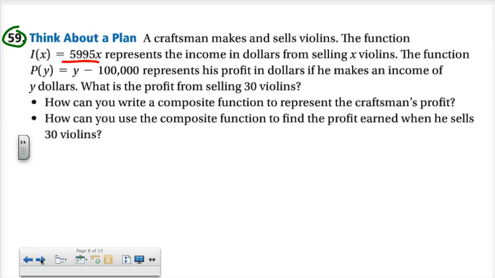So whenever you figure out how much you've made from your income, you have to subtract $100,000. Well, that would mean for a composite function, I would have to take 5,995 times x to figure out how much income this person has, but then I'm going to subtract that $100,000. So it says, what's the profit from selling 30 violins? We are doing a composition. We're saying, let's put this in for y in order to figure this out. And then it would just be a matter of grabbing a calculator and finding that. So 5,995 times 30 for selling 30 violins minus $100,000. And that is $79,850.